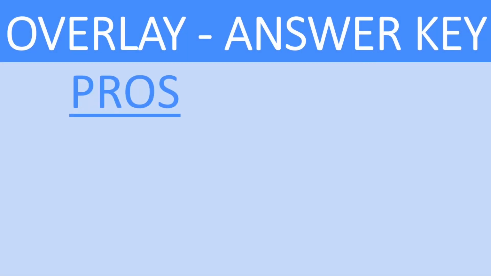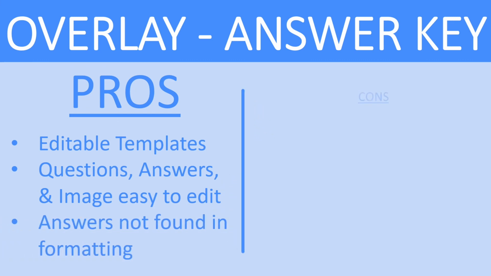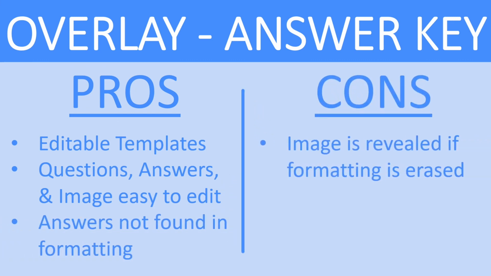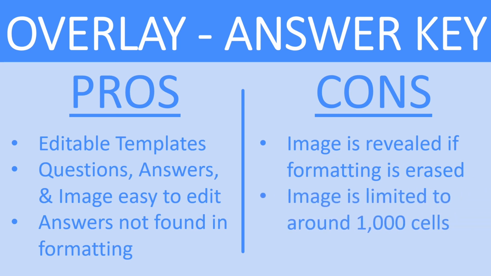When you use a white overlay in an answer key, one of the greatest pros is that you can actually make an editable template that you can use over and over again, or you can just copy and paste the formatting. The questions, answers, and image are all super easy to edit, and the answers still can't be found in the conditional formatting. Some of the cons are similar to the others with the white overlay. The image is revealed if the formatting is erased, and you're also still limited to 1,000 cells or less. But if you're creating 1,000 cells or less in your image, this may be an option for you if you're trying to save time but still make some amazing looking resources.